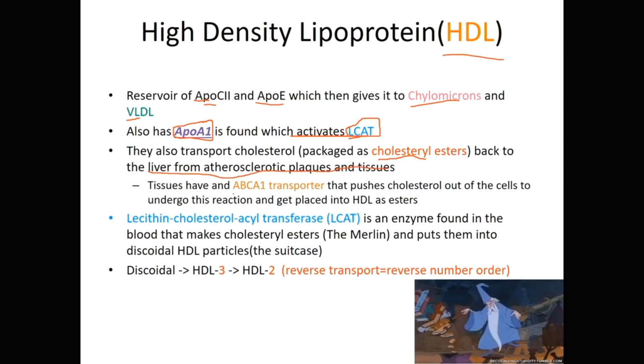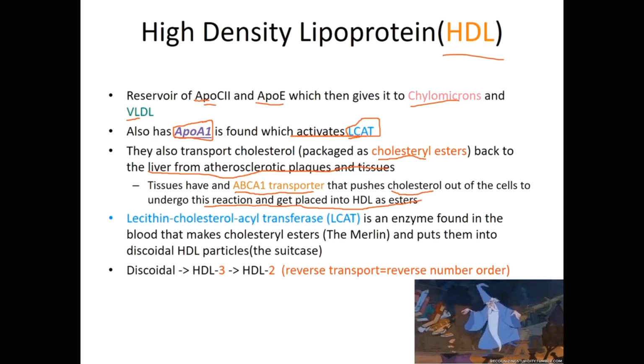In order for cholesterol to come out of tissues, it needs to be spit out of those tissues, and that requires a transporter known as the ABCA1 transporter. Pretty much what it does is it pushes free cholesterol out of the cells, and then that free cholesterol undergoes a reaction that esterifies it and gets it into HDL. And that enzyme is known as lecithin cholesterol acyltransferase, or LCAT.